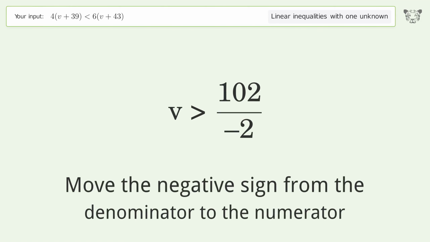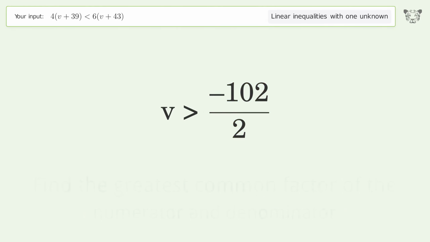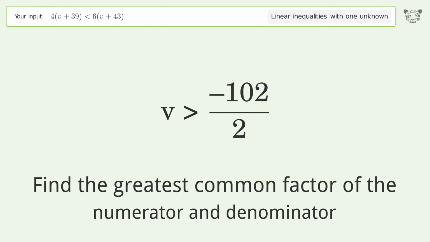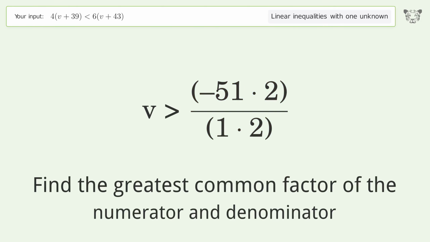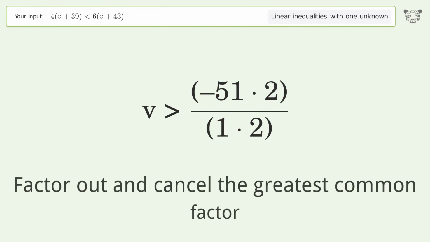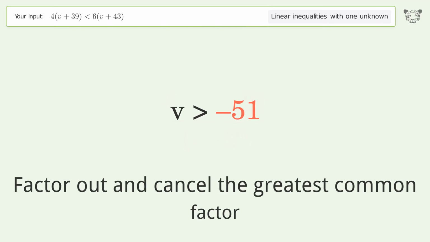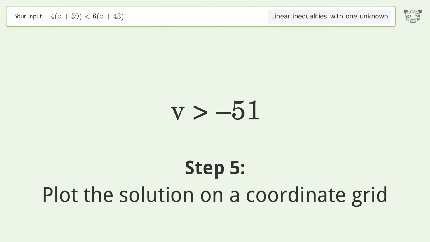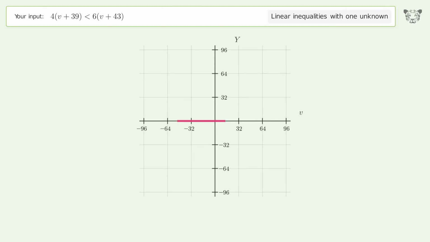Move the negative sign from the denominator to the numerator. Find the greatest common factor of the numerator and denominator. Factor out and cancel the greatest common factor. Plot the solution on a coordinate grid. And so the final result is v greater than -51.